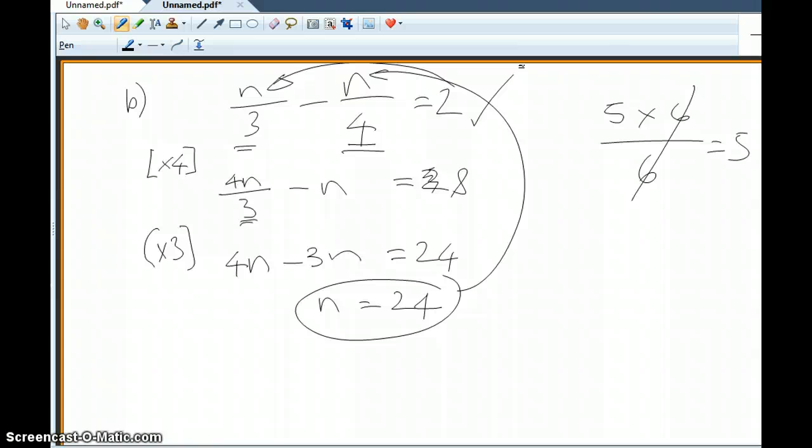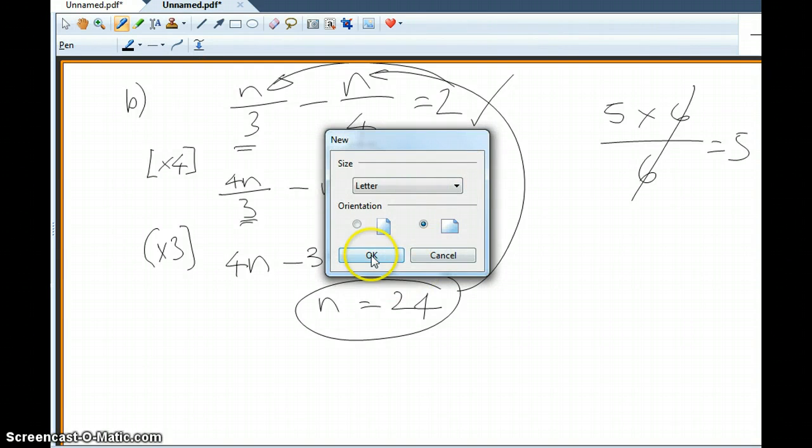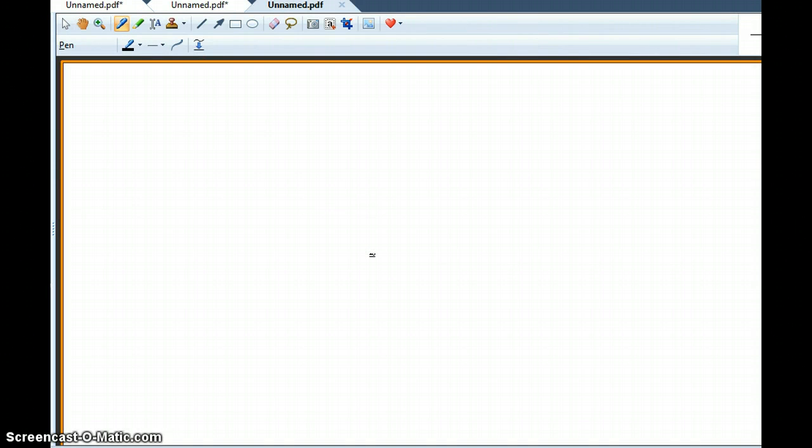I'll just do one from question 2 and then I'll let you have a go. Let's look at 2c. I need everyone to watch this. Well, those that are with me, watch this closely. 2c looks like this: n plus 3 over 4 equals n minus 1 over 2.